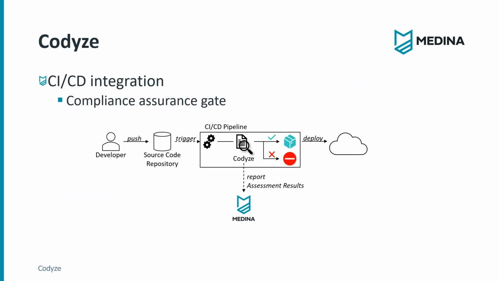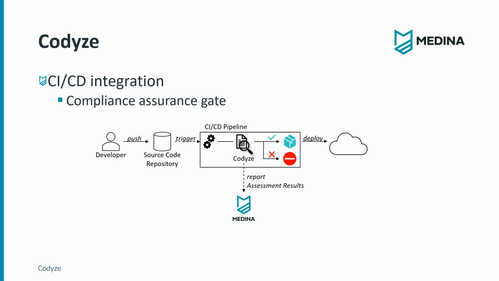The strength of Codyze is best used when it is integrated into a CI/CD pipeline. As part of a pipeline, it acts as a compliance assurance gate. When developers push new code to a source code repository, a new run of the CI/CD pipeline is triggered. With the integration of Codyze, the source code is automatically checked for compliant implementations and provenance. If the software meets all compliance requirements, it is deployed. Otherwise, Codyze prevents the deployment.